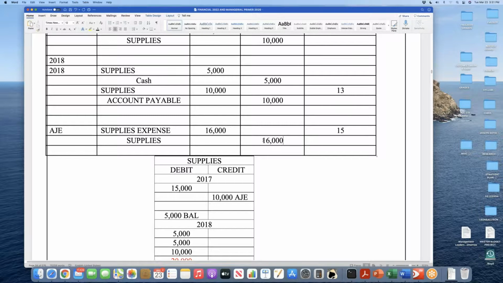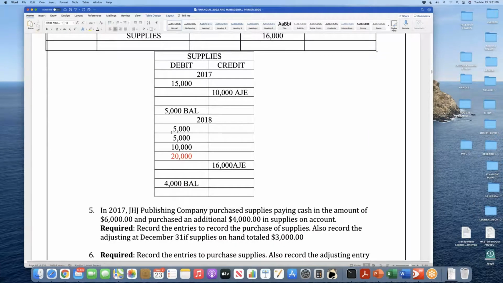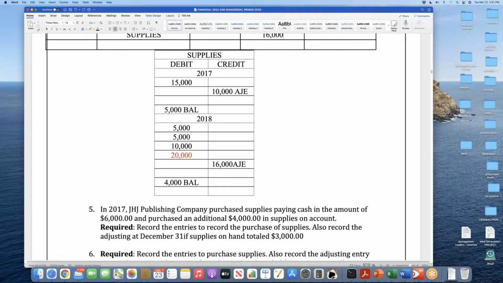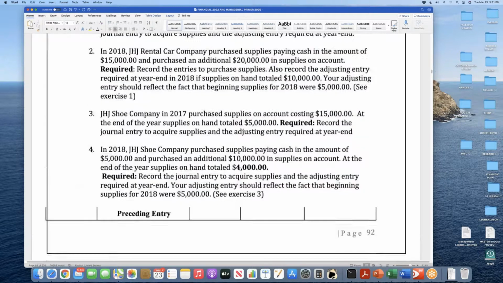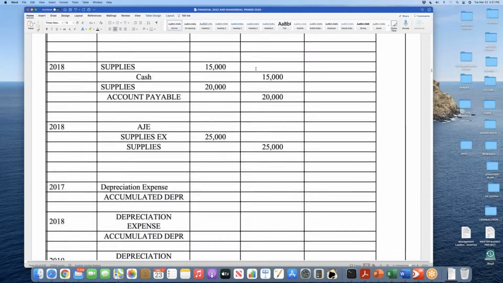So as you can see, unearned income is a piece of cake, right? Absolutely. Okay. So that's supplies. So on your study problem, you might have 5 or 6 entries in here. Then it tells you what the ending balance is. You take the difference for your AJE for supplies. Got that, Chelsea? I got it. Okay.